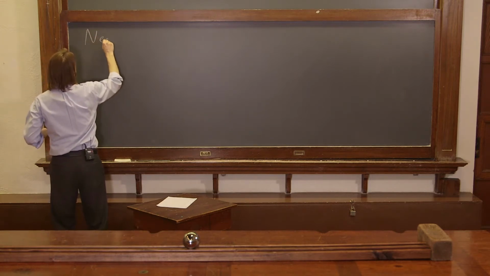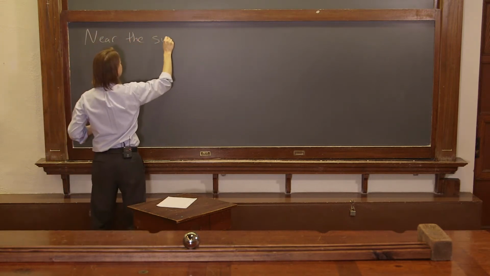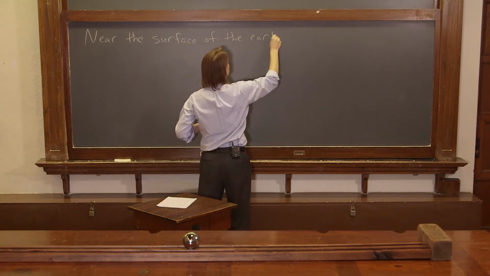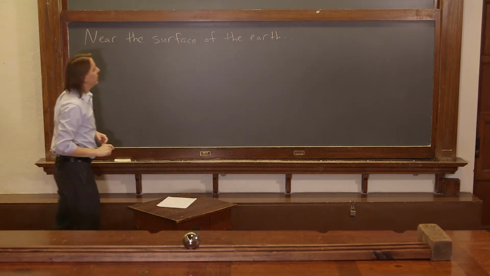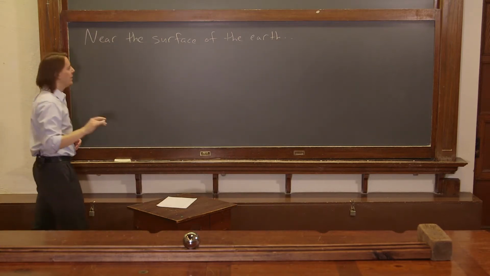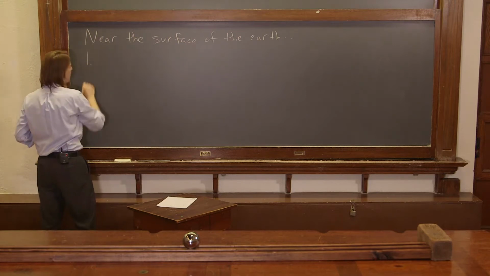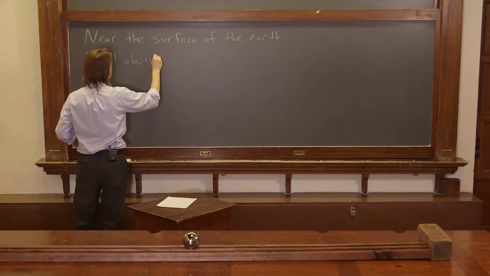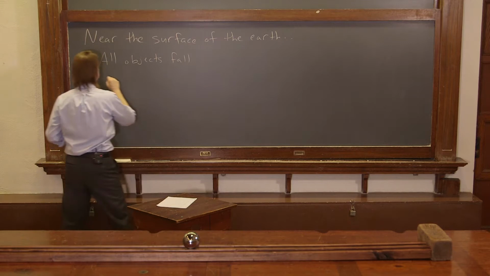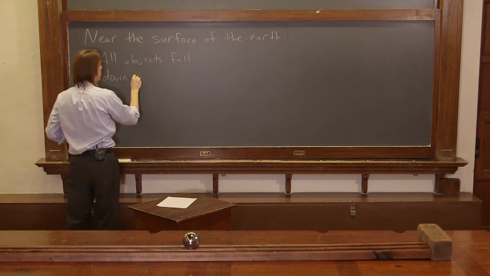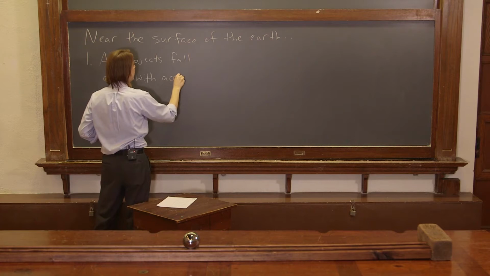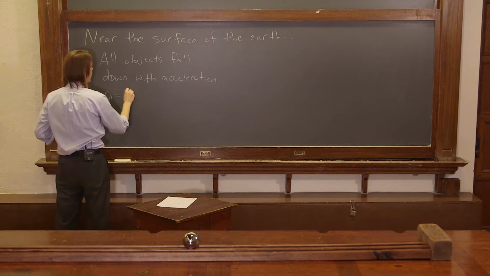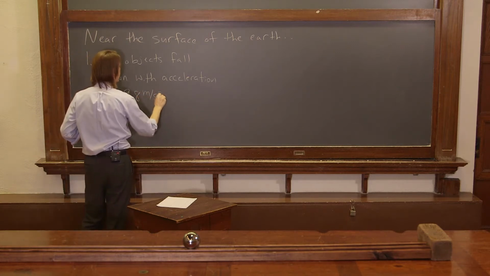So let's say near the surface of the Earth, I think we can all be sure that's true for all the students, near the surface of the Earth. Now we're going to go over a few cases of motion. One is that all objects fall down with acceleration a equals 9.8 meters per second squared.